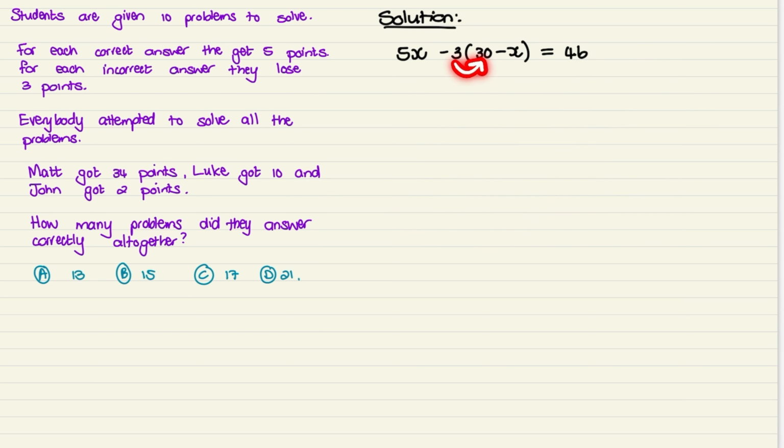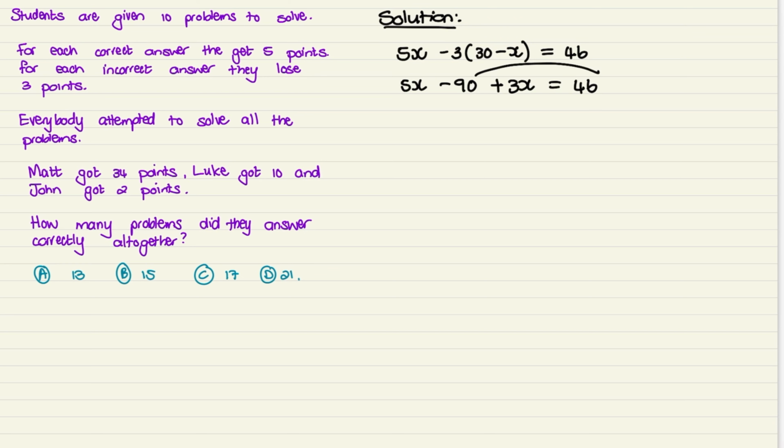Before we can solve for x, we need to multiply this negative 3 out, or distribute it. So it'll be 5x, and then negative 3 times 30, so that's minus 90. And then negative 3 times negative x, so that becomes positive 3x, is equal to 56.